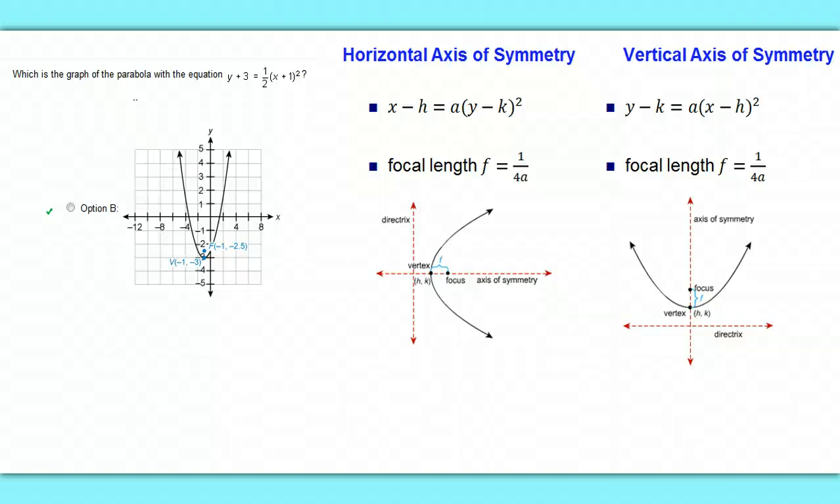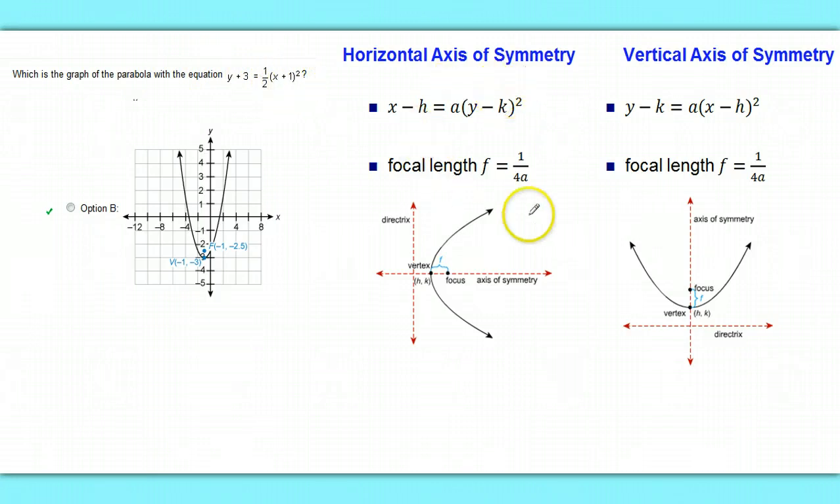Okay, this is for graphing parabolas from section 7.07. So the question says, which is the graph of the parabola with the equation y plus 3 equals 1/2 times the quantity x plus 1 squared?